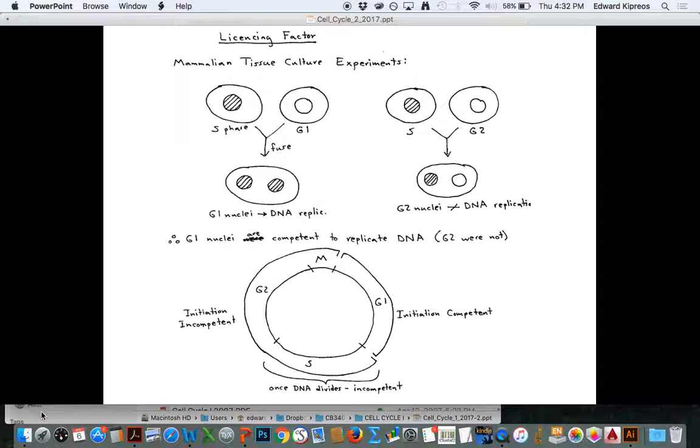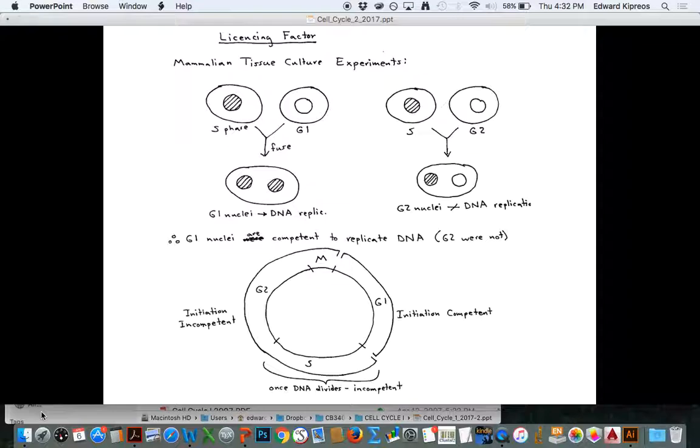All right, so what we're going to be looking at now is what is preventing over replication of the DNA. Basically, every time you go through S phase, DNA gets replicated once, but it doesn't get replicated more than once. So what's going to prevent it from getting replicated more than once? And so we have to get into the concept of what's called a licensing factor.